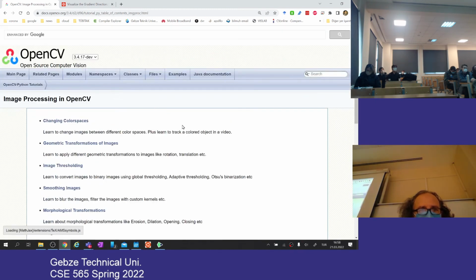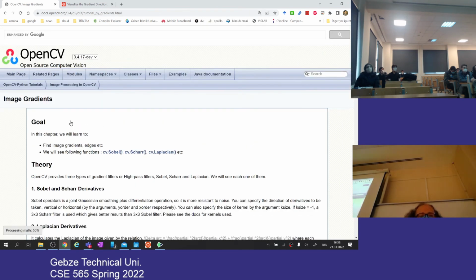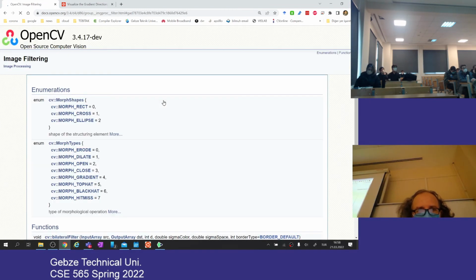Concept of Canny edge detection. Image processing. Edge Canny. No, I couldn't find it. Sorry. Only Canny is available for now. I don't know where the others have gone. See, there is Sobel here. Okay, Laplacian is here. Okay, good.